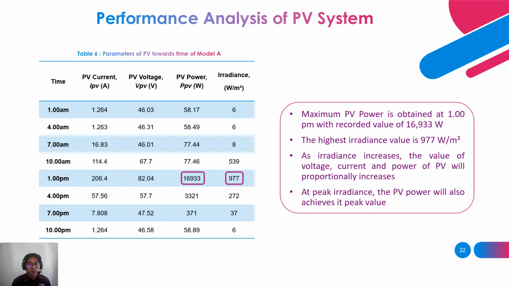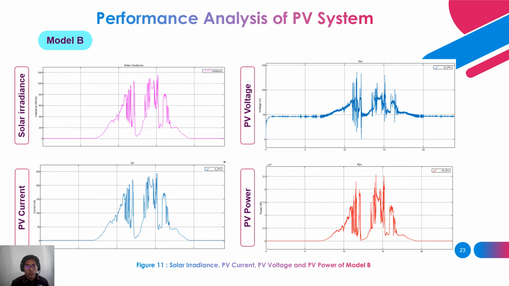The maximum PV power is obtained at 1 PM with a recorded value of 16,933 watt, and the highest irradiance value recorded is 977 watt per meter squared. As irradiance increases, the values of voltage, current, and power of PV will proportionally increase. At peak irradiance, the PV power will also achieve its peak value. This is the output result for model B.